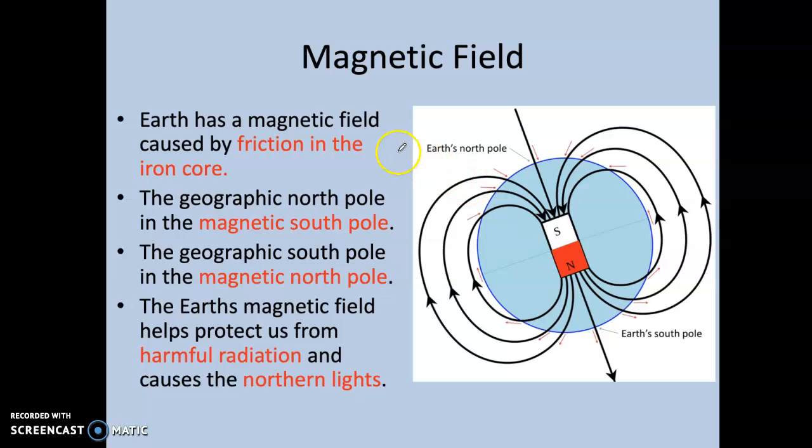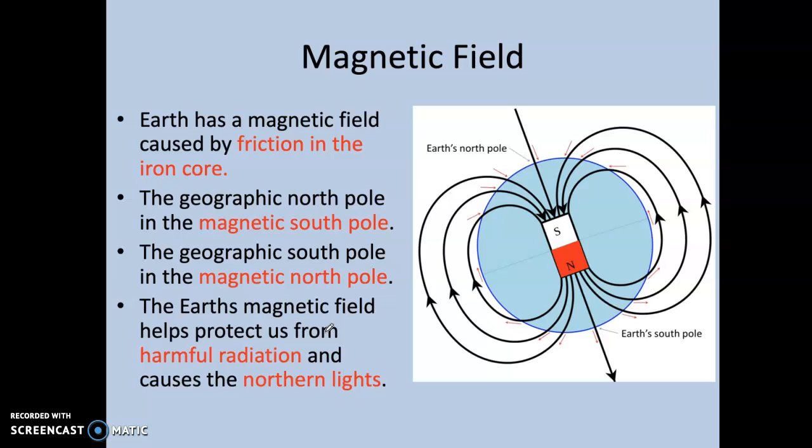So notice here that the negative on the Earth is actually in the South Pole. So it's kind of confusing. But the friction in our core causes a magnetic field, or electrostatic force. And actually the North Pole and the South Pole, by geography, are flipped from the magnetic north and south. And as we saw last week, the Earth's magnetic field is really important to protect us from radiation. It also causes the northern lights.